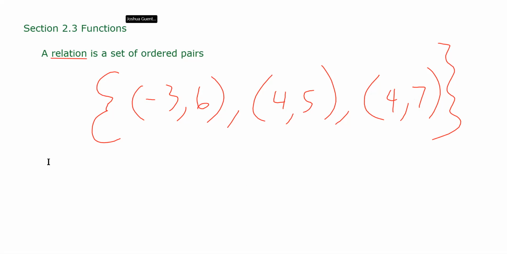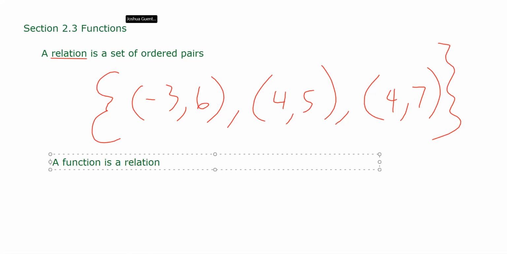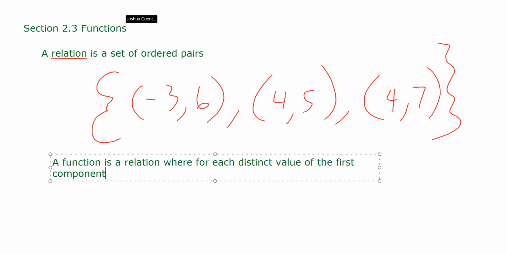But now let's define the big bad boy, a function. A function is a relation, so it's either a set of ordered pairs or it's some kind of definition that gives you the idea or the relationship between X and Y. A function is a relation where for each distinct value of the first component, X is usually what we use, there is exactly one, no more, no less, exactly one value for the second component.